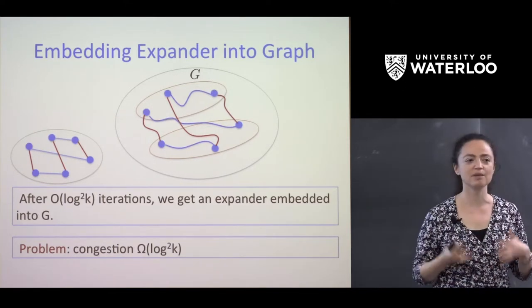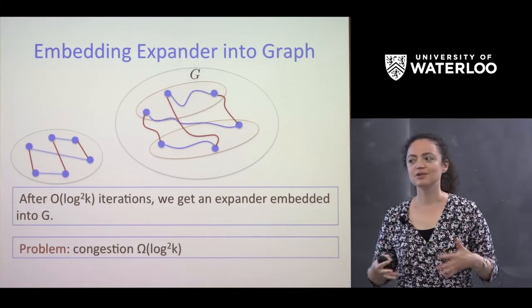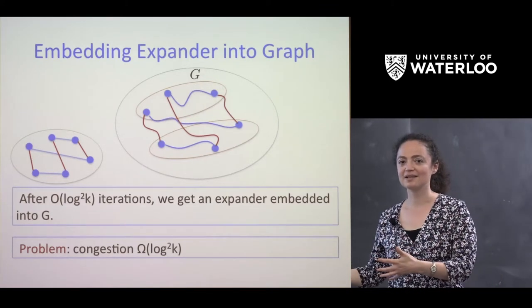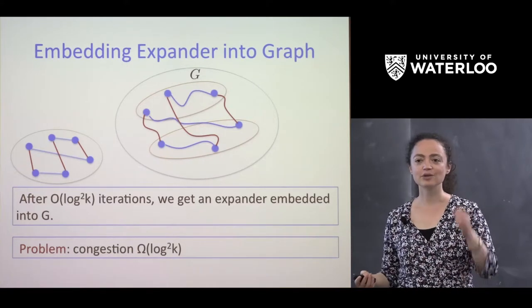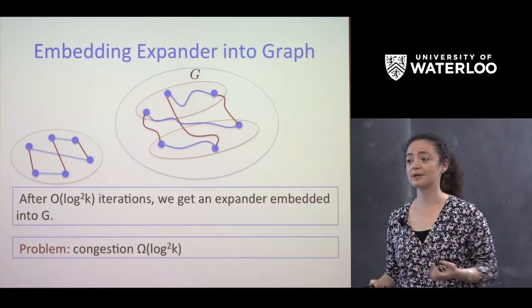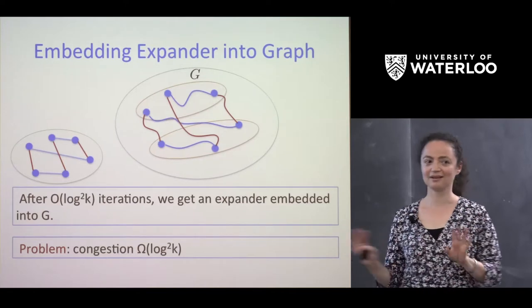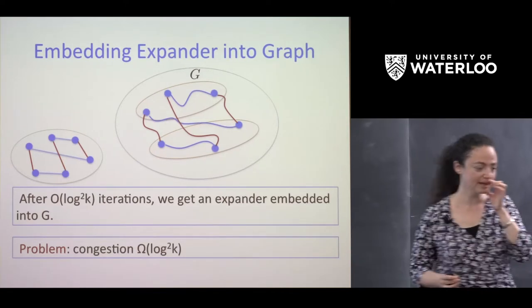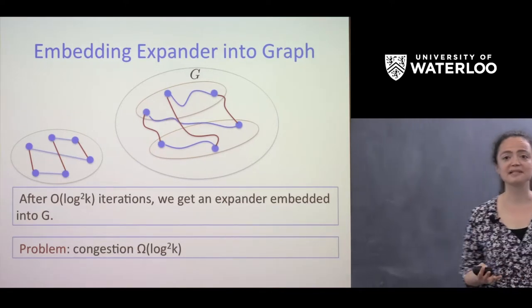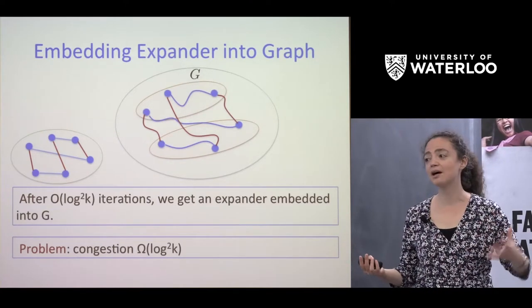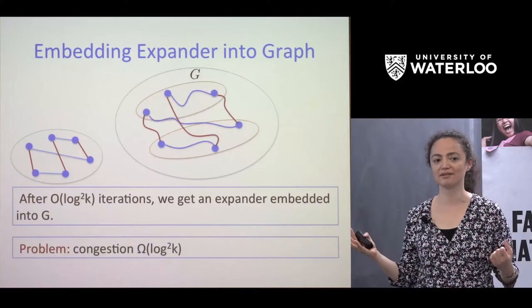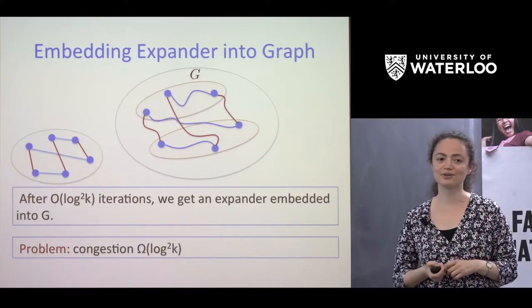So in every iteration, the paths are disjoint. But you keep on going log square k steps, right? Every time you compute a flow on the same set of edges. And you may reuse the same edge log square k times. That's not good for us. That will not help us at all. What would help us is if we could somehow partition these edges into different subsets and in every iteration use different edges. That would be perfect, because we don't want to accumulate this congestion.